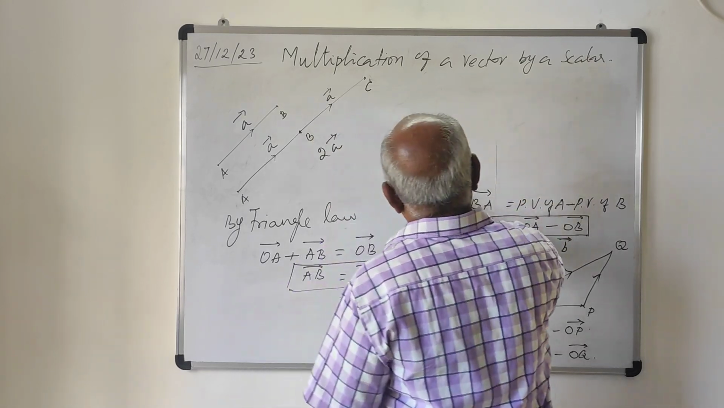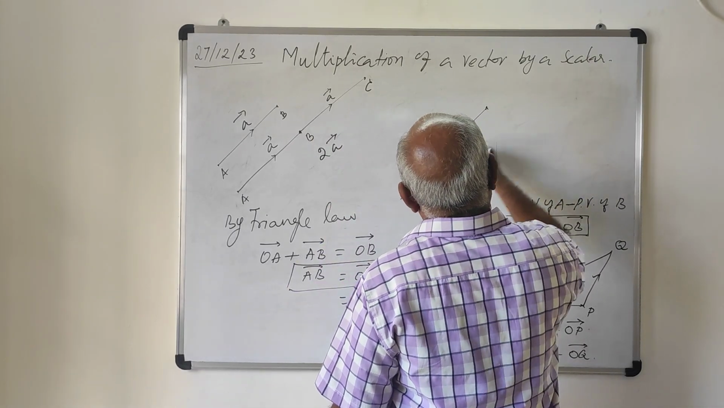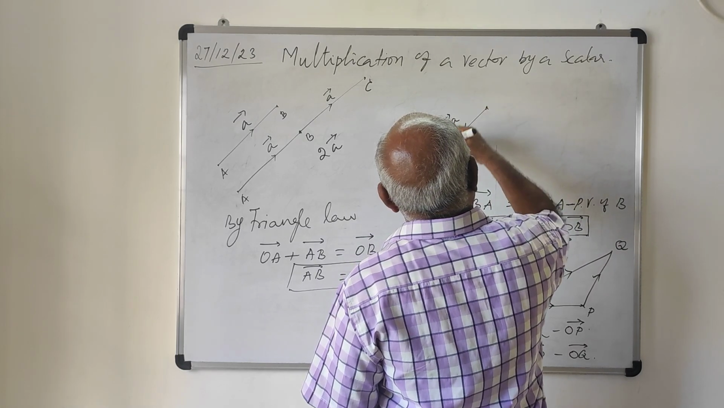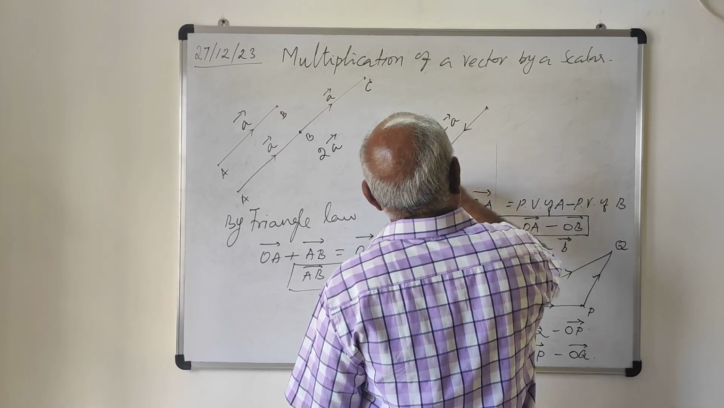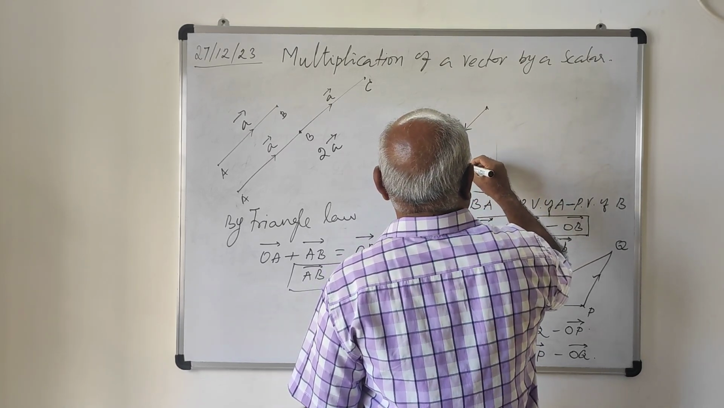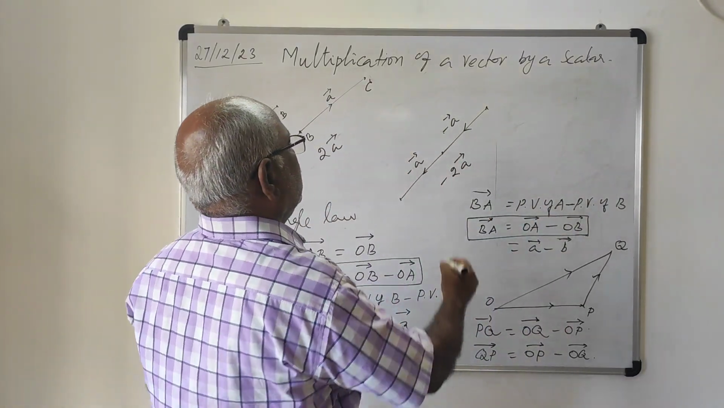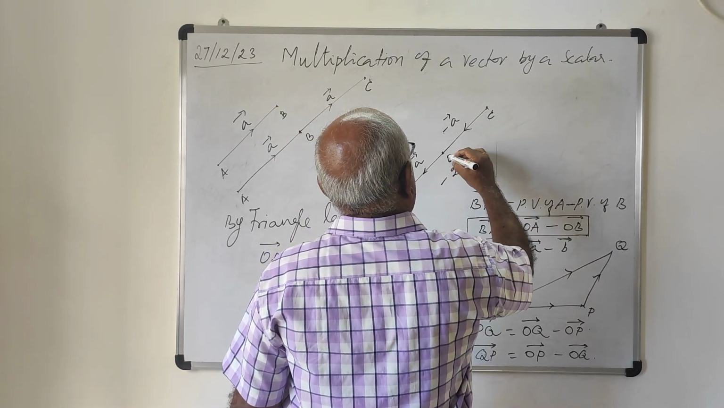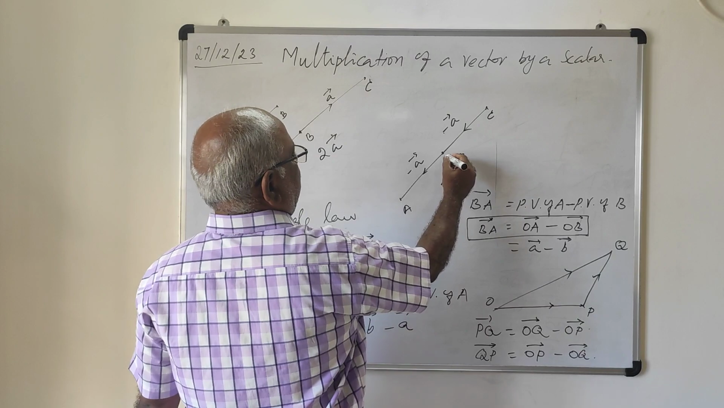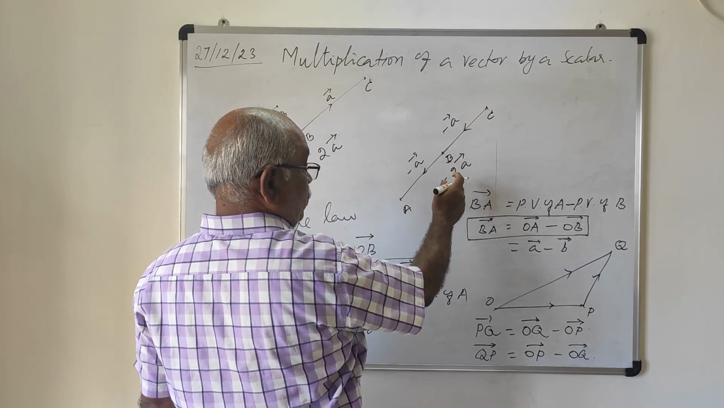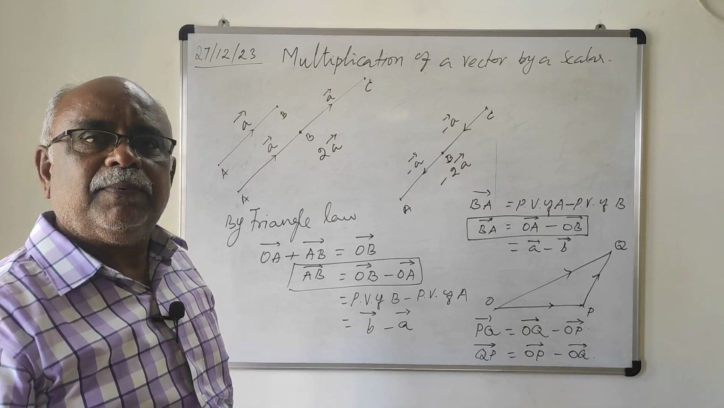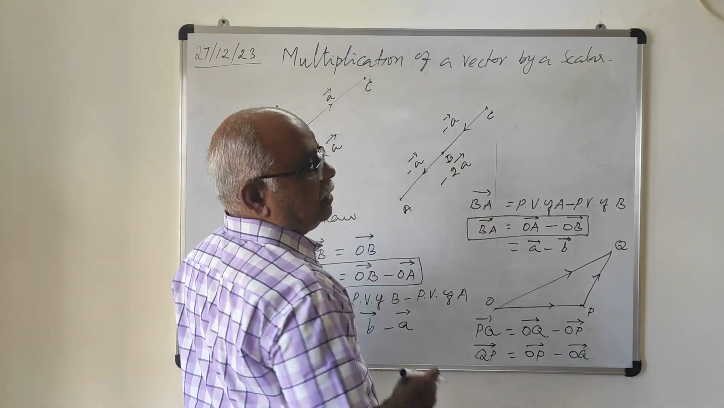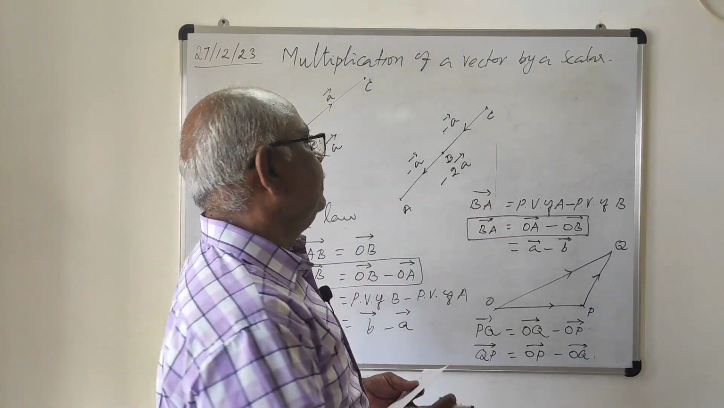Suppose if you reverse the direction, this is a, and this is minus a. If you reverse this direction in the opposite way, this is minus 2a. So this is scalar multiplication in the opposite direction. Minus 2 is also a scalar. You can multiply a vector by a scalar whether the scalar is positive or negative. It is minus 2. Like that, scalar multiplication is explained.